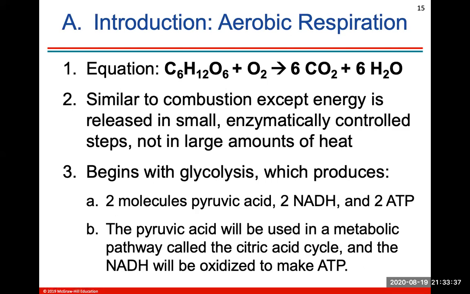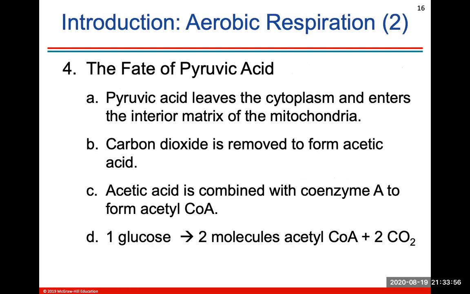It's enzymatically controlled, not in large amounts of heat. So it will produce 2 pyruvic acids, 2 NADH, and 2 ATP. That pyruvic acid will continue on in the metabolic pathway called the citric acid cycle, and the NADHs will be oxidized later to make ATP.